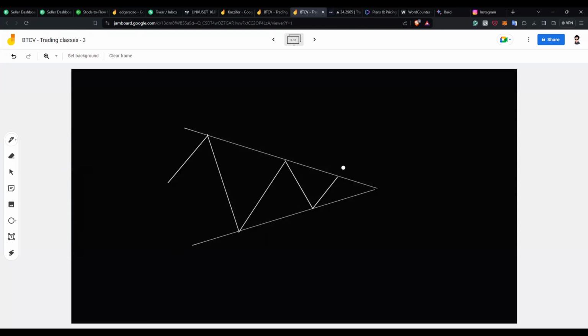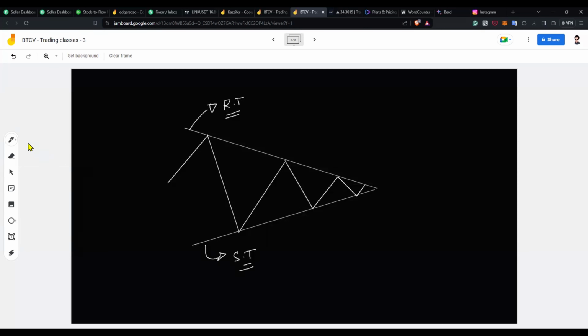Let me just draw it for you so you don't get confused. Okay, now it's good, I think. So these are our two lines. This is a resistance trend line, correct? And this is a support trend line.